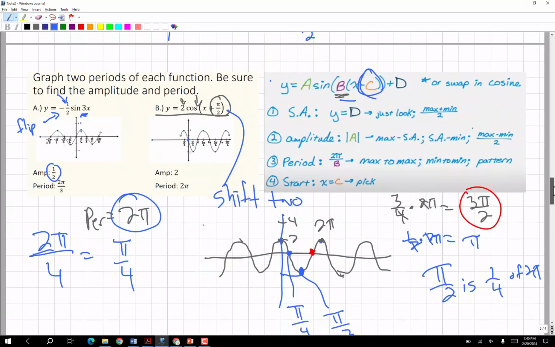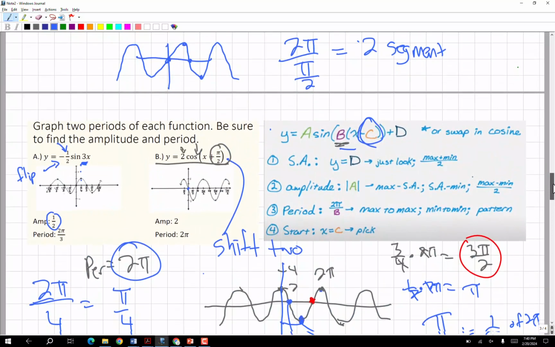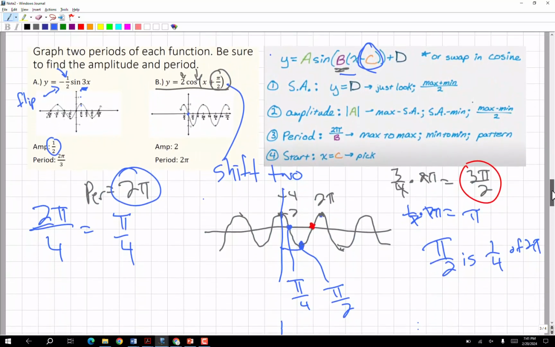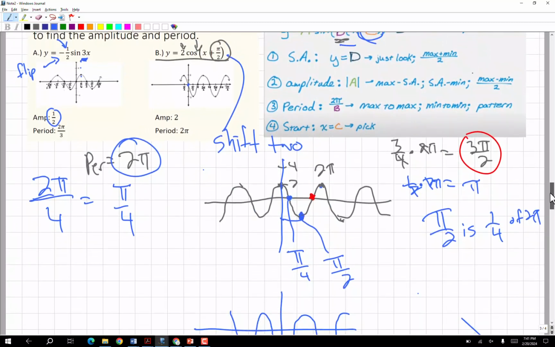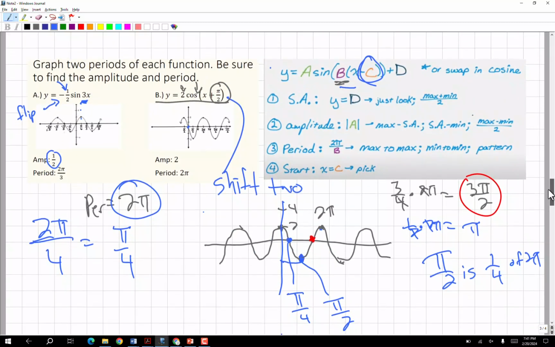So let's take a look and see how we did. Okay, so we shifted it over 2 segments, and it looks like they shifted it over 1. Let's take a look.